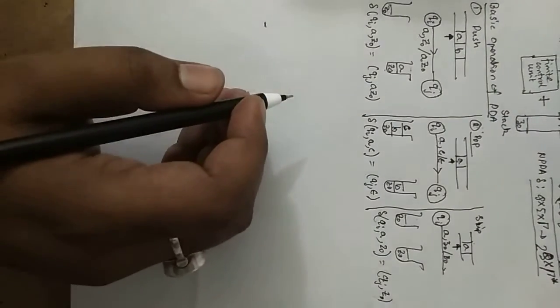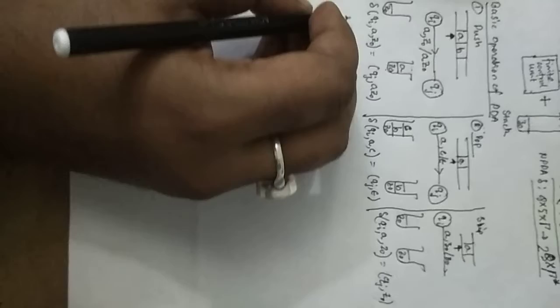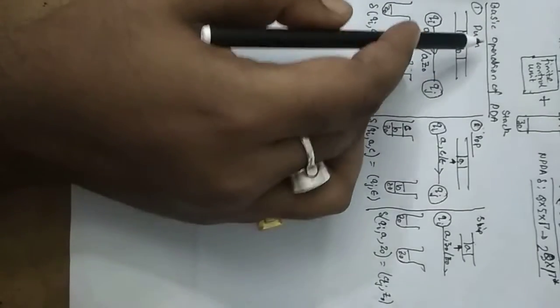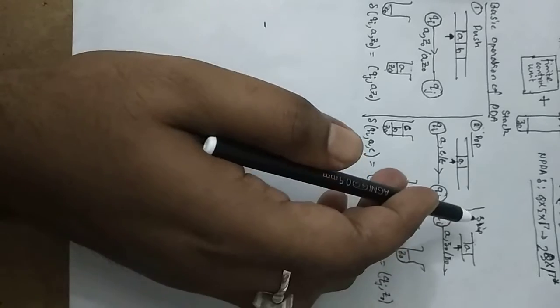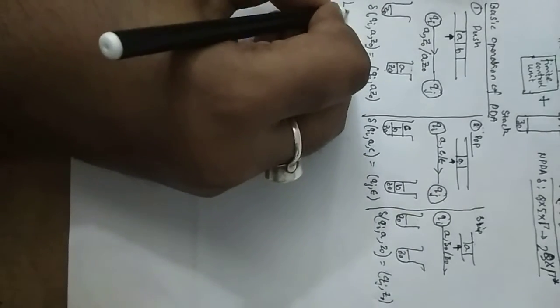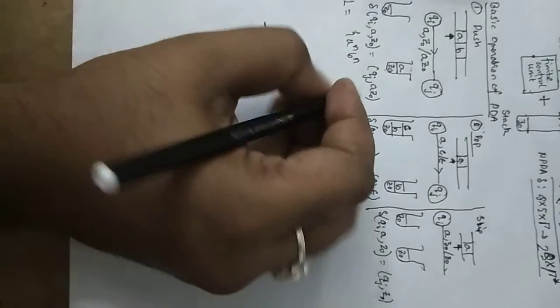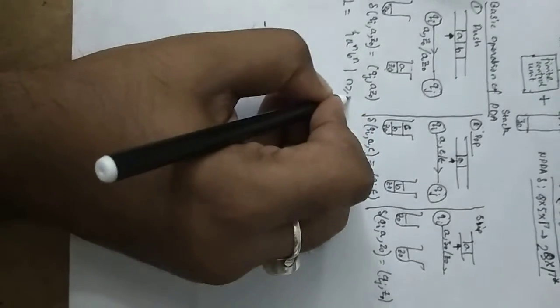Okay, now let us do one problem so that you can easily understand these operations. I will do these operations, that is push, pop and skip, with one problem. It is given that L is equal to, suppose, a to the power n and b to the power n, where n is greater than or equal to 1.